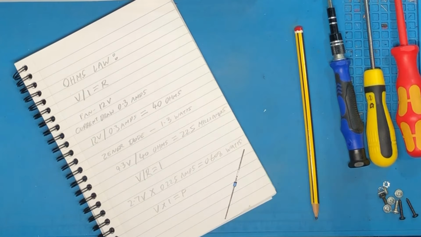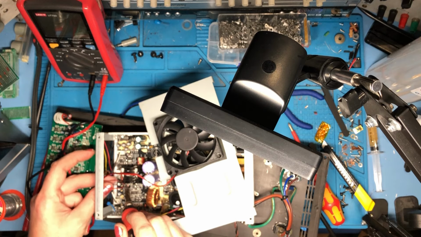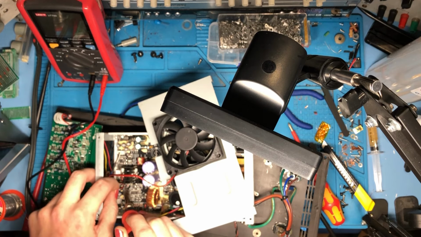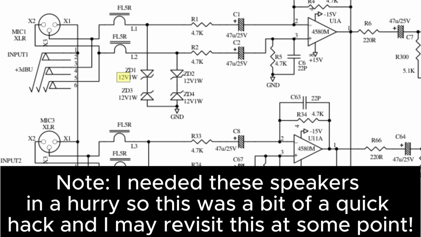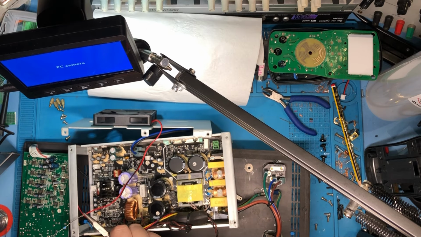Right, now I need to find a 12 volt rail and get this in. Okay, so the only 12 volt point I can find is these two little pads down here, which give the 12 volt supply to the microphone input pre-amplifier. So I'm going to go off of that because everything else in here seems to be either plus or minus 15 volts. That's the only place I can get 12 volts. So I'm going to go on these two pads.